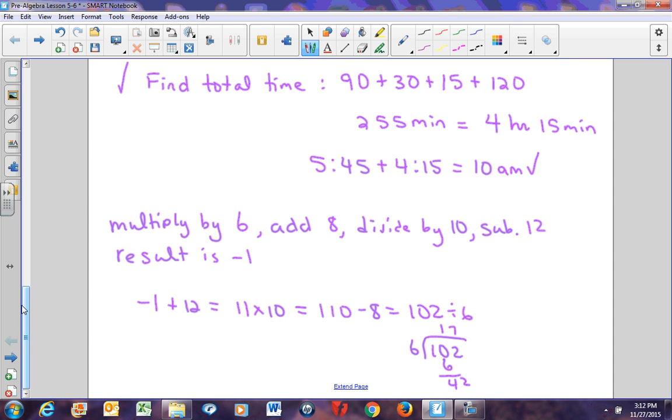So you can work backwards by just doing the opposite. Start with a -1, instead of subtracting 12, we added 12. Instead of dividing by 10, we multiplied by 10. Instead of adding 8, we subtracted 8. Instead of multiplying by 6, we divided by 6, we came up with our original number. That is working backwards.